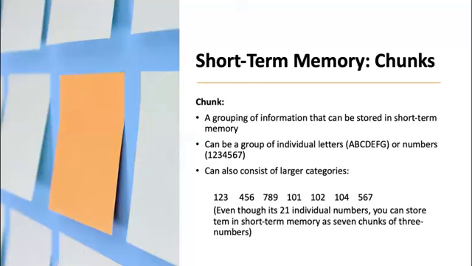And it's the same with a large group of numbers like we have here. So, like I said, there are 21 numbers, but if you split them up into 7 chunks of 3, you're much more likely to remember them than if you're trying to just remember a string of 21 individual numbers.